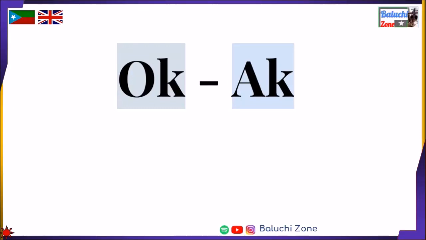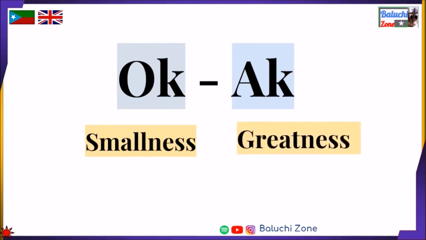Today we'll talk about two tag-along words in Baluchi language that are indicators of size. And the two tag-along words are ok and ak. Adding an ok is indicative of smallness, whereas ak is the opposite, indicating bigness or something enormous.